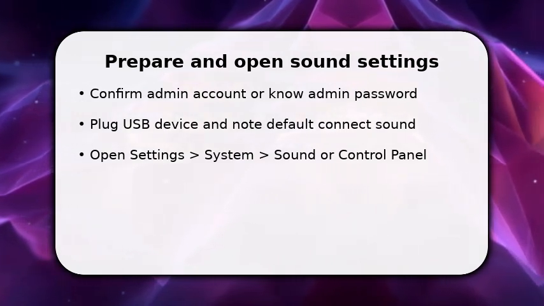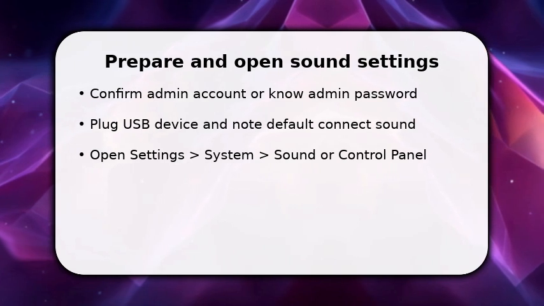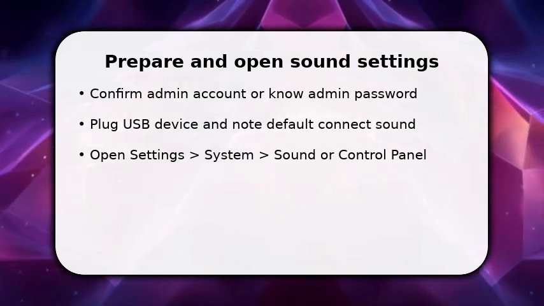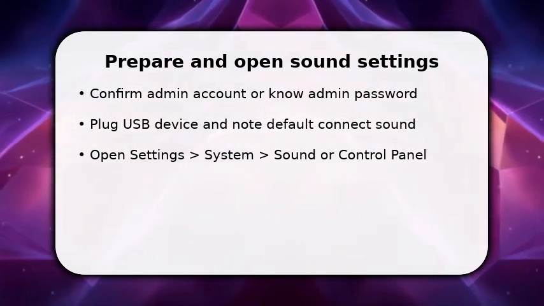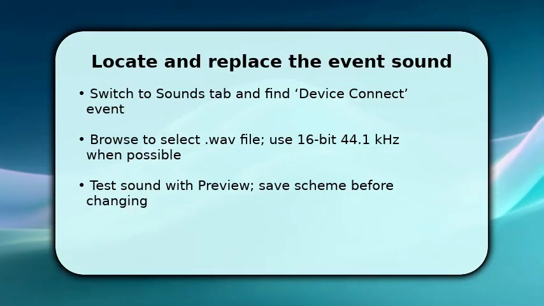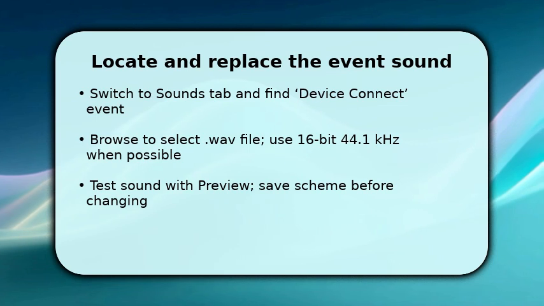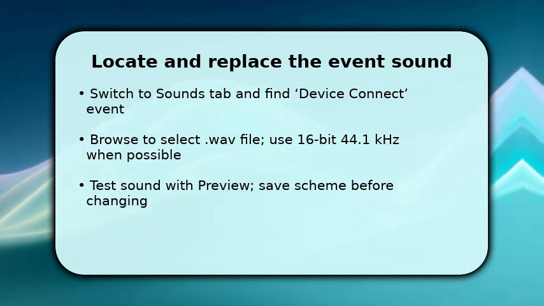Next, click Sound Control Panel from Related Settings so you can access the Sounds tab to edit the USB connect event. You'll now edit the specific event. In the Sounds tab, find the Device Connect or Device Arrival entry. This is the event tied to USB insertion.